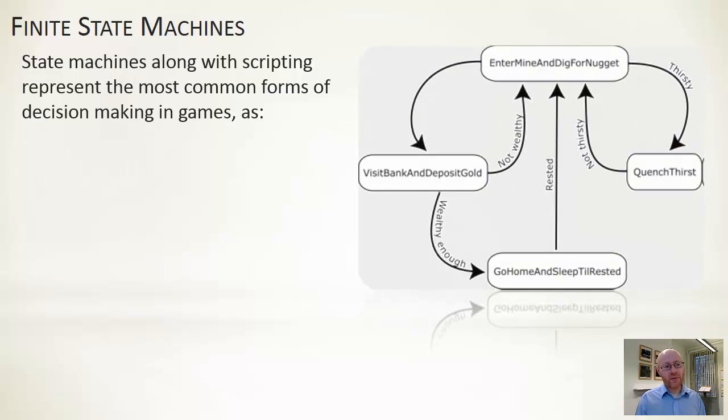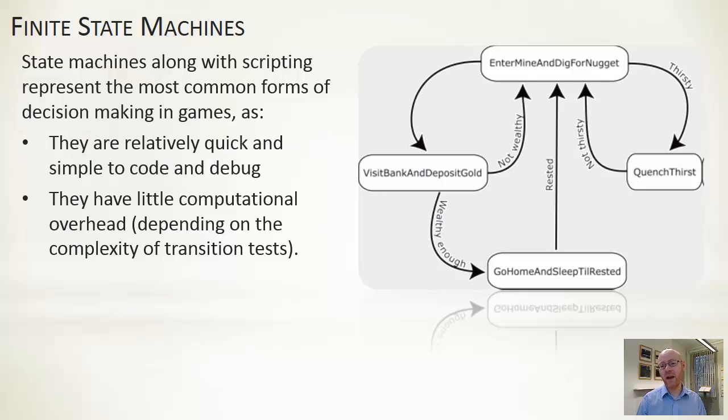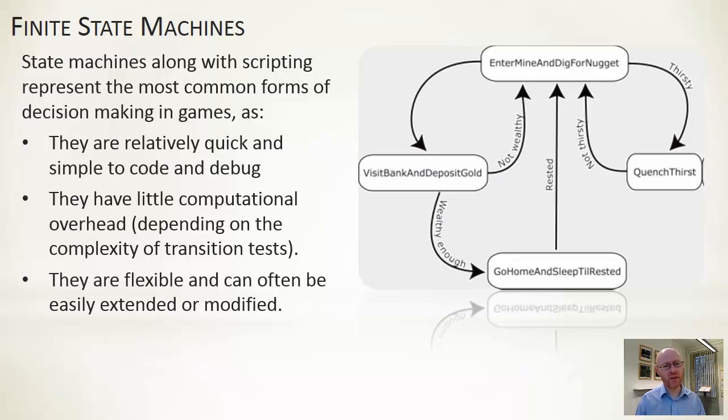Finite state machines, along with scripting as well, are the most common forms of decision-making technique. Both of them are relatively quick, relatively simple to debug, relatively simple to code. So they work in the majority of cases. Both of the approaches have relatively little computational overhead. Again, in both cases, it depends upon the complexity of the transitional tests. It's either the decisions we're making in the decision tree or the transition tests that we're doing within our finite state machine. Both of them are reasonably flexible. FSMs are generally more easily extended, more easily modifiable. We'll look at a few extensions to FSM in a second.